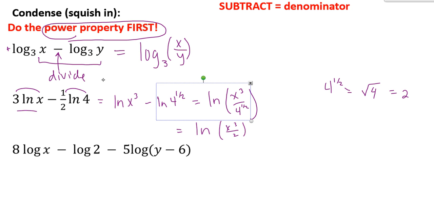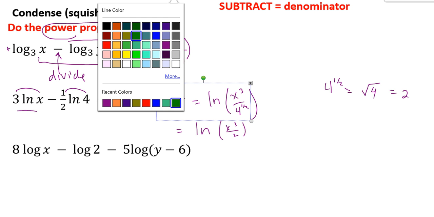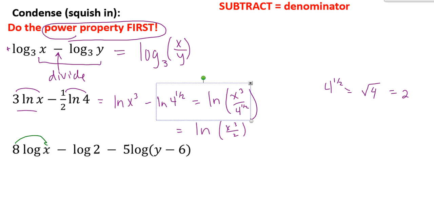All right, again, we start with powers first. That 8's going to go back on here. 5's got to go back on here. This whole thing is inside the log, so that power is going to go outside those parentheses. So log base x of 8 minus log base 2 minus log of y minus 6 in parentheses to the 5th power.